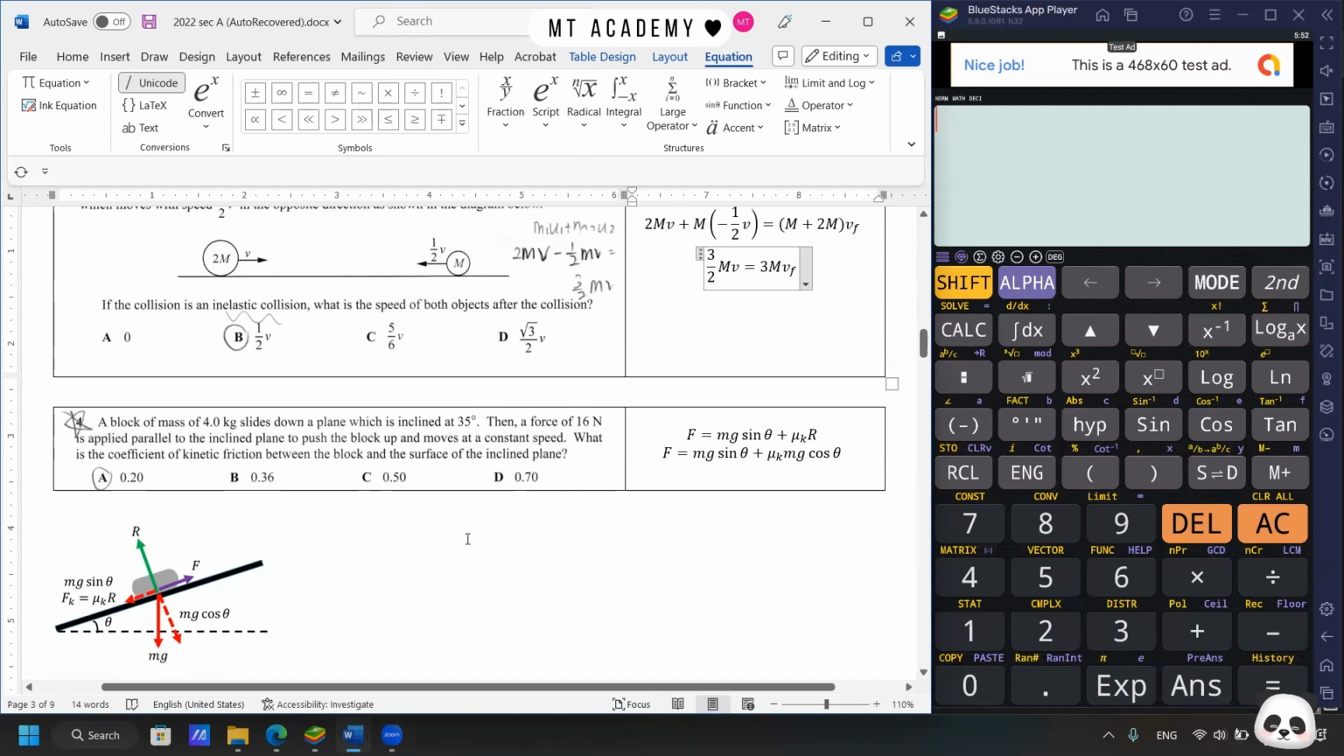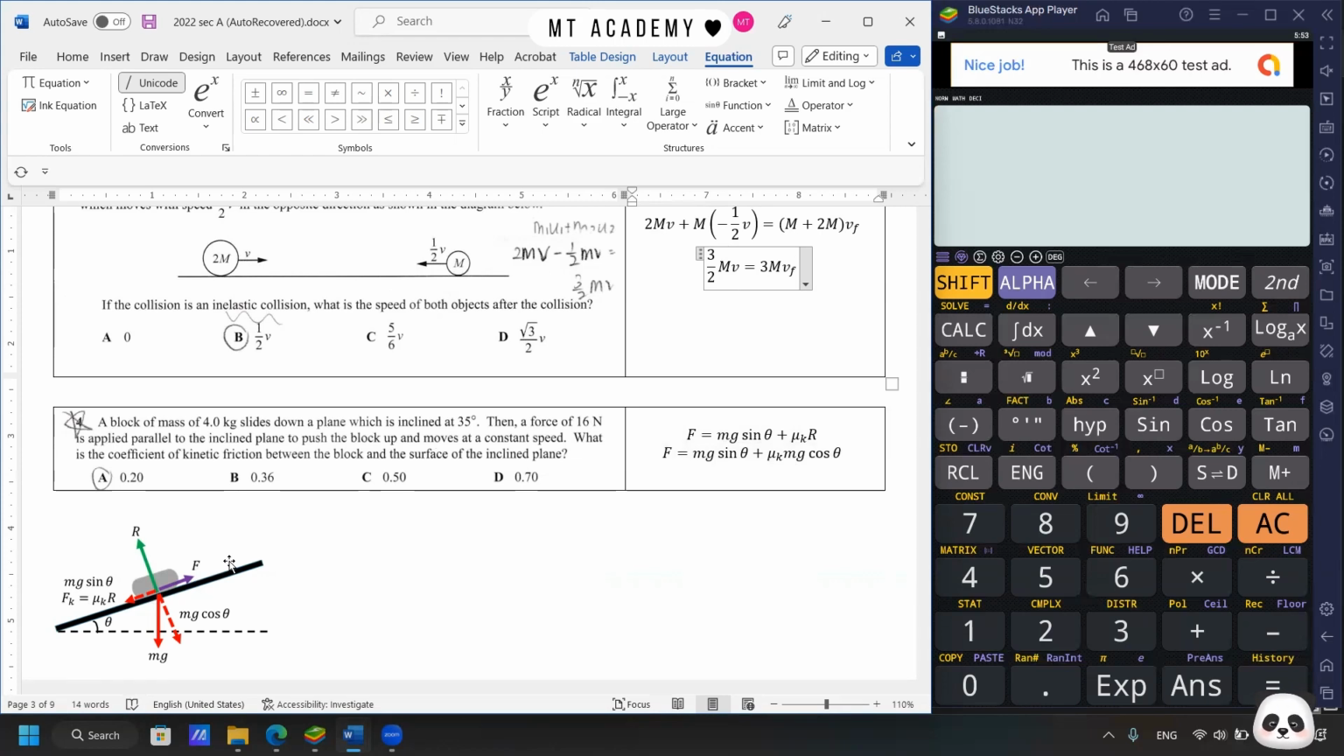By looking at this diagram, we know that it is at constant speed, so the forces are in equilibrium. The 60 Newton force is equal to mg sin theta plus the kinetic friction, mu R. The reaction force is equal to mg cos theta. You can see that in the perpendicular component, R is equal to mg cos theta. These are the equations representing this condition.